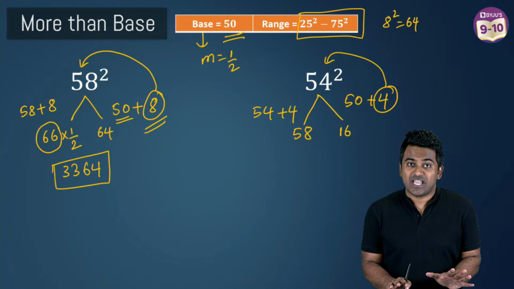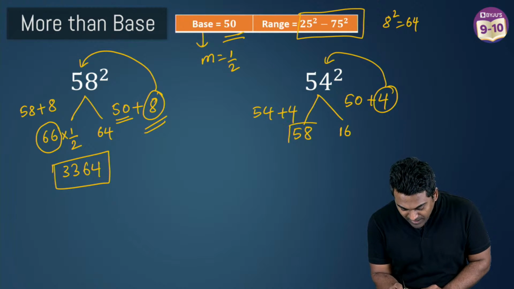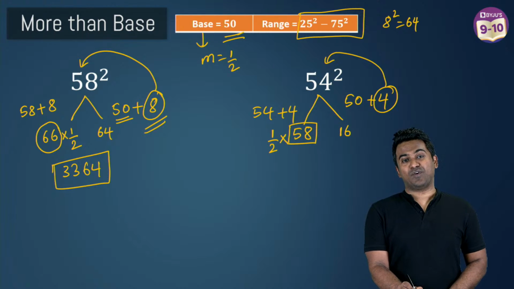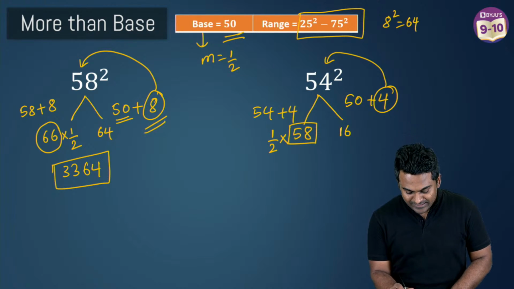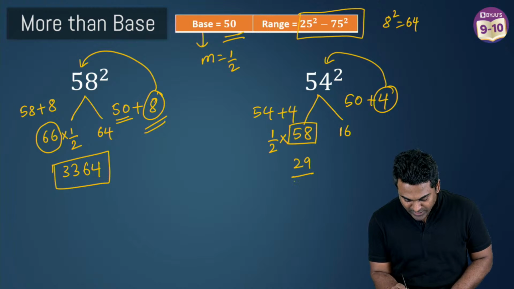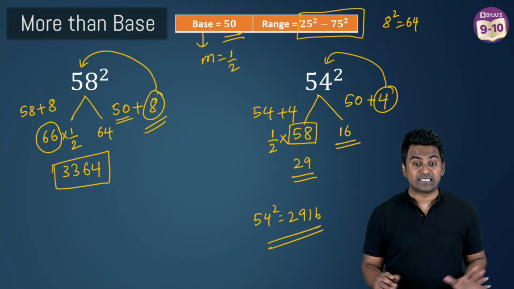But this is not going to be the answer, because we still have to multiply this number with the multiplier for the base 50, and that is half. So half of 58, that's going to be 29. So there you go. This is going to be the answer. 54 square is going to be 2916.